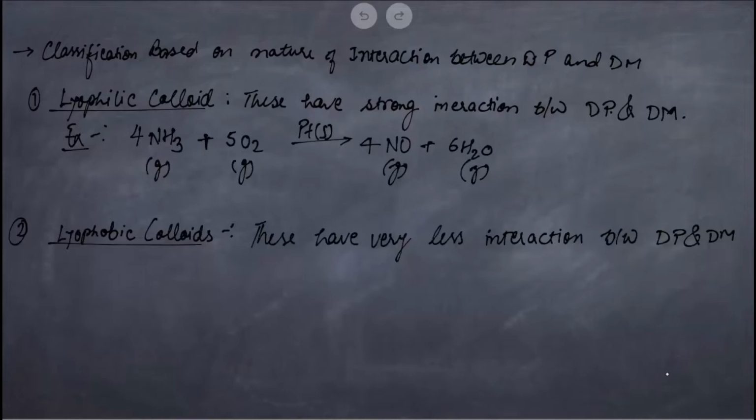Classification based on the interaction between dispersed phase and dispersion medium. The first one is lyophilic. Philic means loving, so these are solvent loving. These have a strong interaction between dispersed phase and dispersion medium. An example is 4NH3 plus 5O2 in presence of platinum, which gives 4NO plus 6H2O.